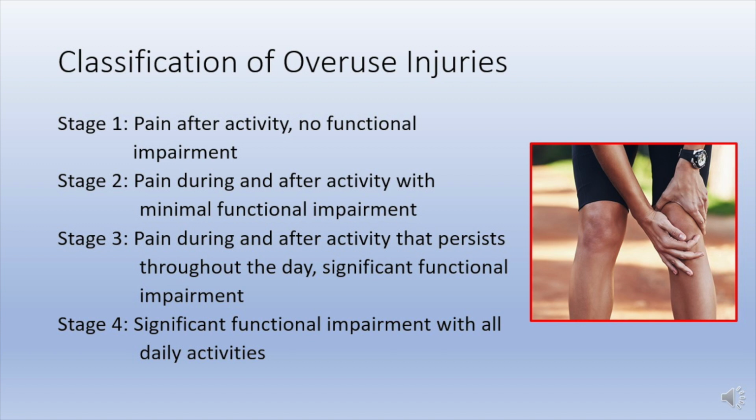Overuse injuries are characterized in 4 stages. Stage 1 is pain after the activity but no functional impairment while participating in such activity. Stage 2 is pain during and after activity with only minimal impairment. Stage 3 is pain with the activity that does persist after the activity and throughout the day, and one begins to have significant functional impairment. Stage 4 results in significant functional impairment and chronic pain.